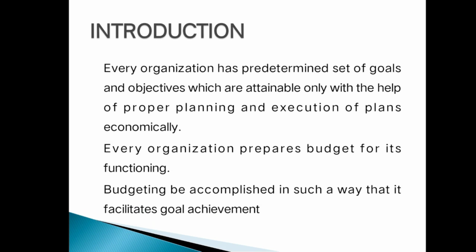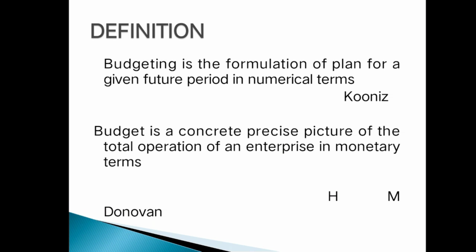Every organization, whether a healthcare institution, an educational institution or at any management level, prepares a budget depending upon the annual level. For example, if I want to procure a particular piece of equipment in this ward, I will do the budgeting for that. So the budgeting definition is: a formulation of a plan for a given future period in numerical terms.